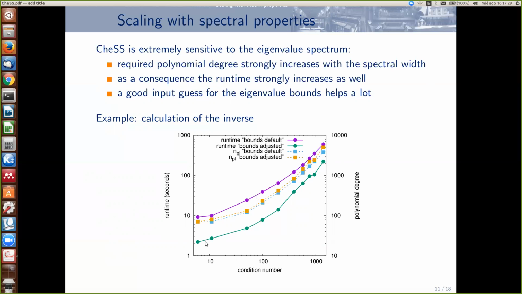And if I go to the green line here, I was, let's say, cheating a little bit. I was telling CheSS already what the correct condition number is. And you can see here you can gain almost 1 order of magnitude. But nevertheless, of course, this strong increase of the runtime as a function of the condition number remains.